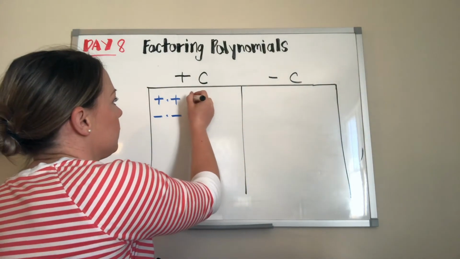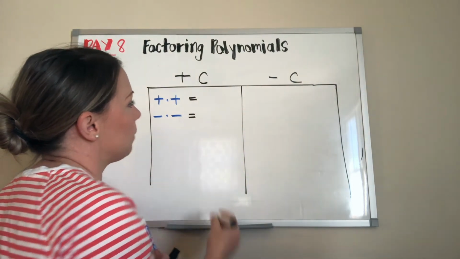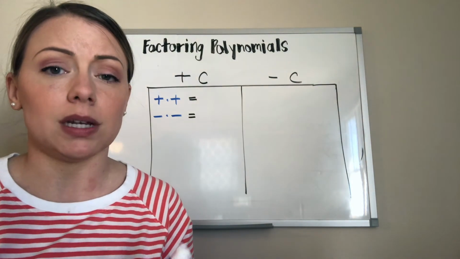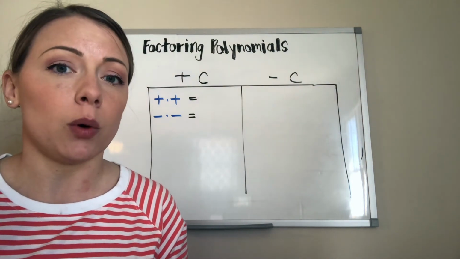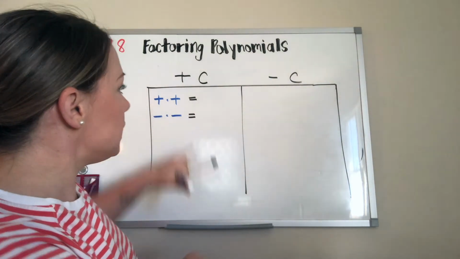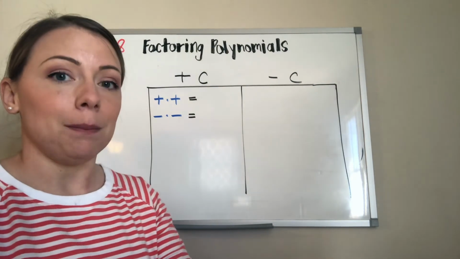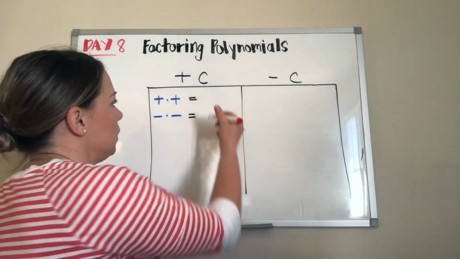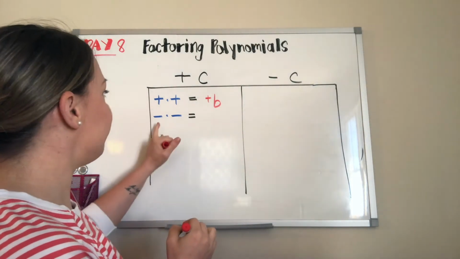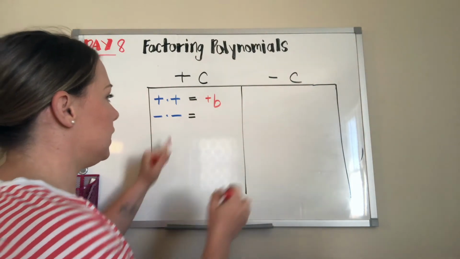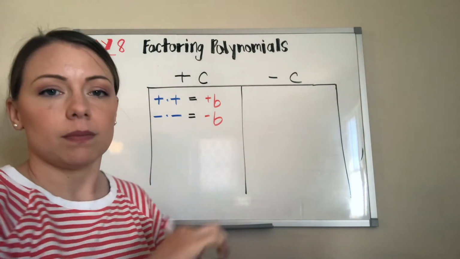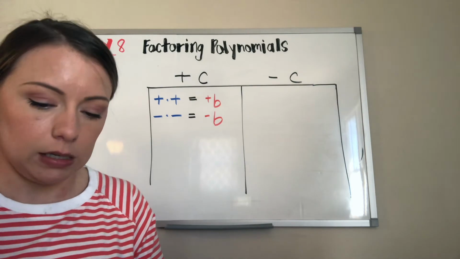Now, the next thing I want you to think about is how we took those factors and we added them together to create whatever our coefficient B was. So if I had a positive plus a positive, then B would be positive. So this would be a positive B. However, if I had a negative plus a negative, I would actually have a negative B. So far, so good. Great.